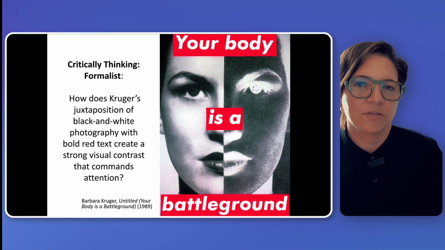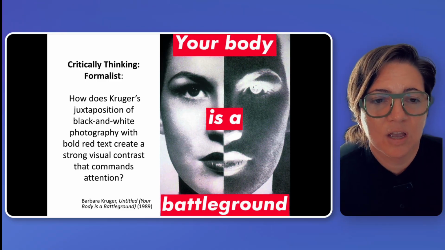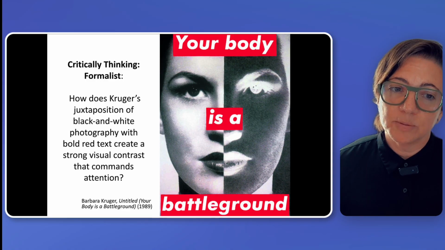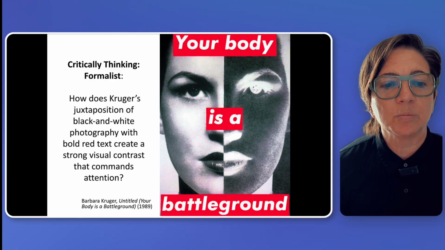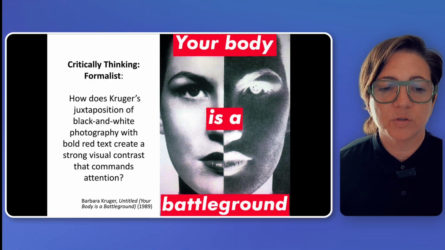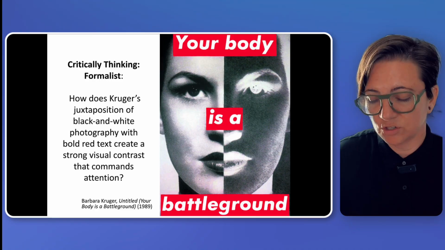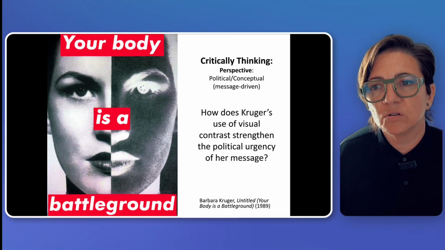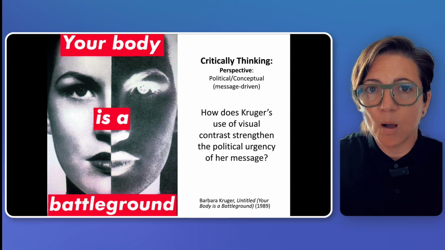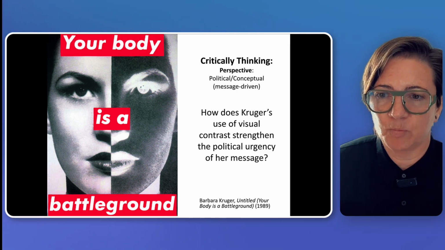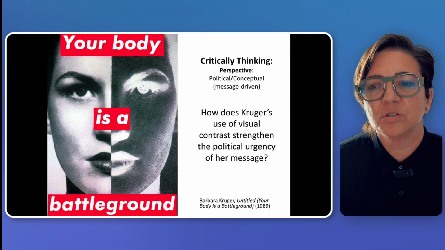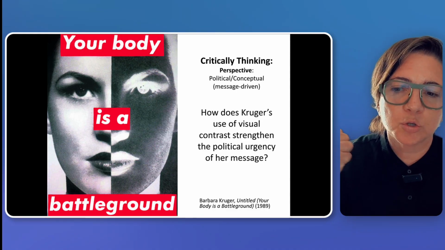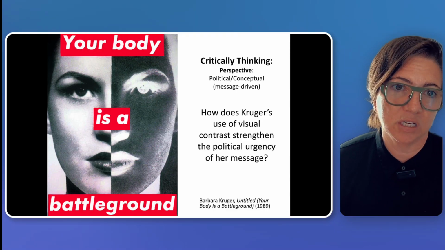In Kruger's formalist perspective, we would ask, again, how does Kruger's juxtaposition of black and white photography with bold red text create a strong visual contrast that demands attention? If we were to change that perspective to a more political, conceptual, message-driven perspective, we would ask, how does Kruger's use of visual contrast strengthen the political urgency of her message?